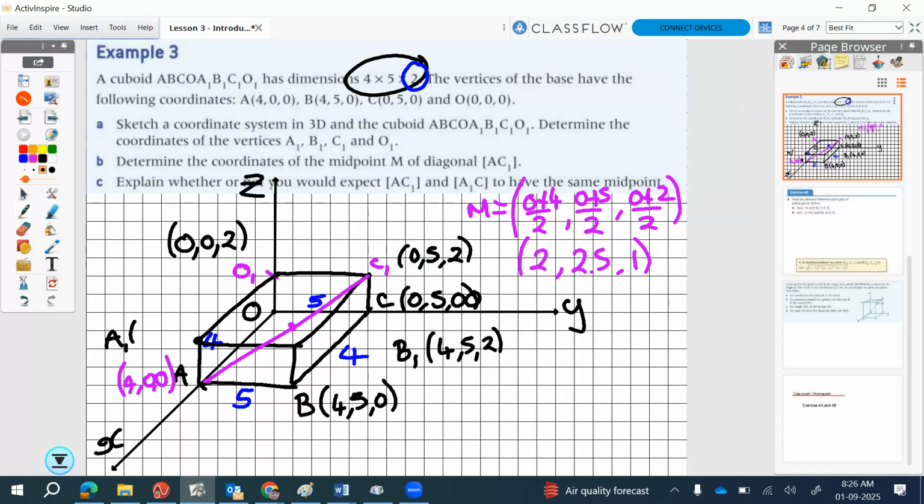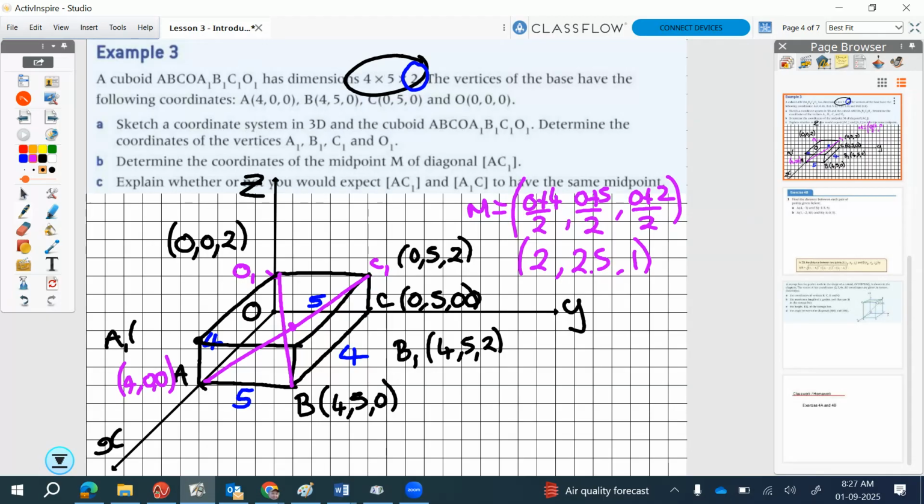I have an interesting question or two. If I find the midpoint of the diagonal from, let's say, this point here down to that point there, would they be the same midpoint? Yes. So it would be the same midpoint taking any opposing vertices of the cuboid.